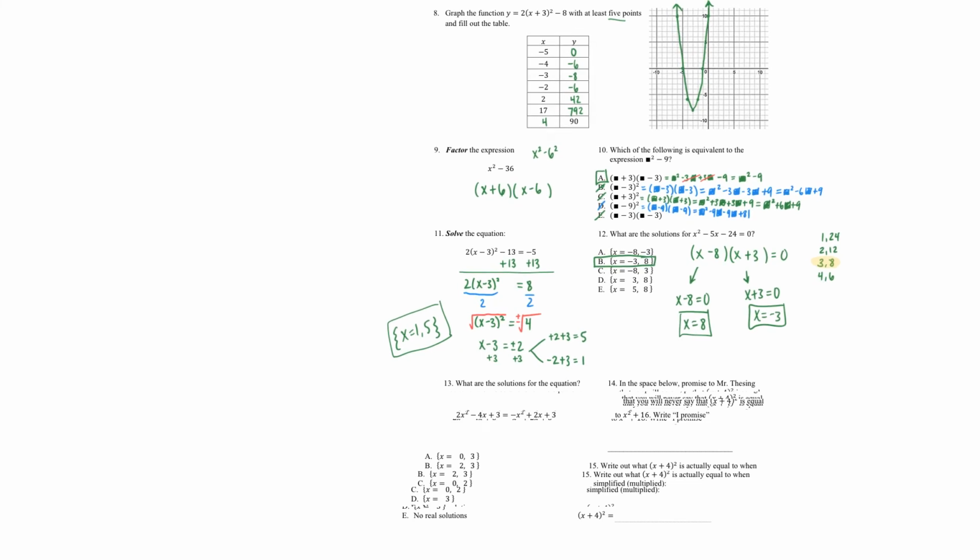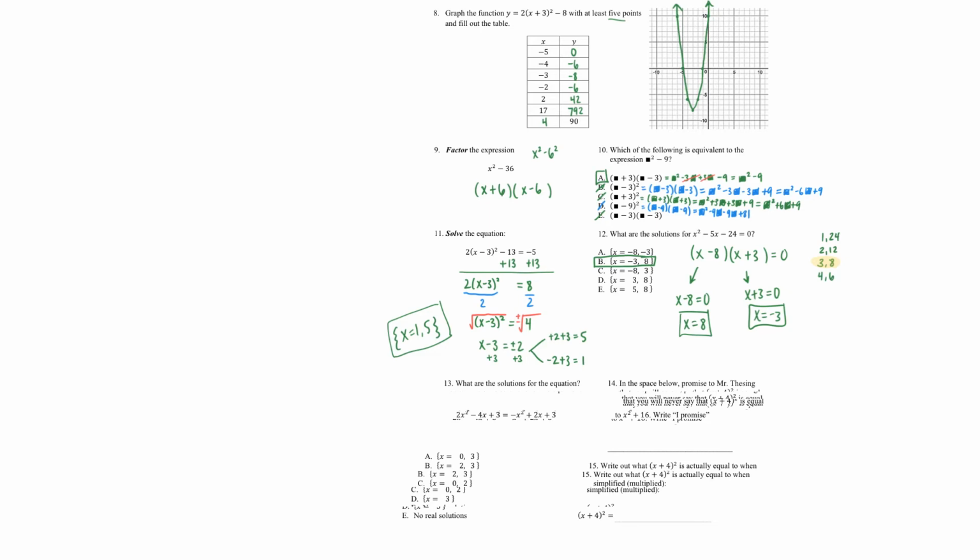What are the solutions for the equation? So you've got a quadratic over here, and you've got a quadratic over here, and they want to know what the solutions are. Again, you got a lot of options here. You can solve these. You could solve this maybe by factoring. I don't know. You could maybe complete the square on this. You could do the quadratic formula.